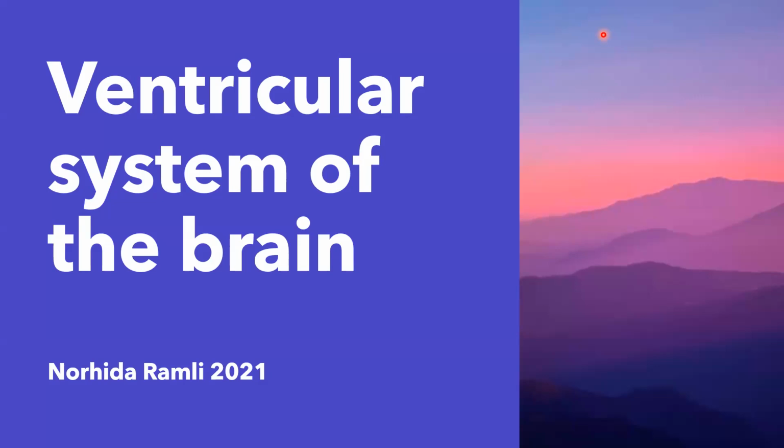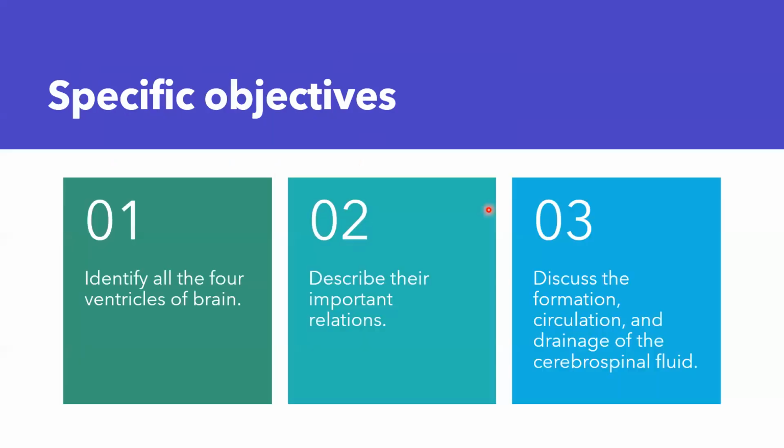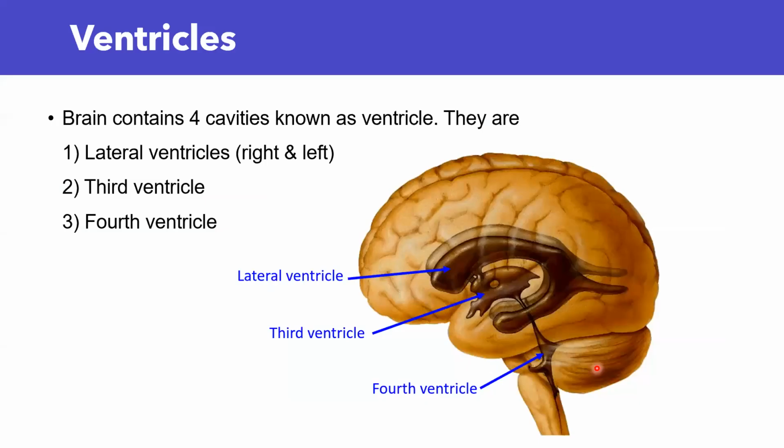Another lecture by me today is regarding the ventricular system of the brain, the ventricles of the brain. These are the specific objectives of this lecture. Number one is to identify all the 4 ventricles of the brain. Secondly is to describe the important relations and describe the formation, circulation, and drainage of the cerebrospinal fluid. So this is going to be a very quick lecture.